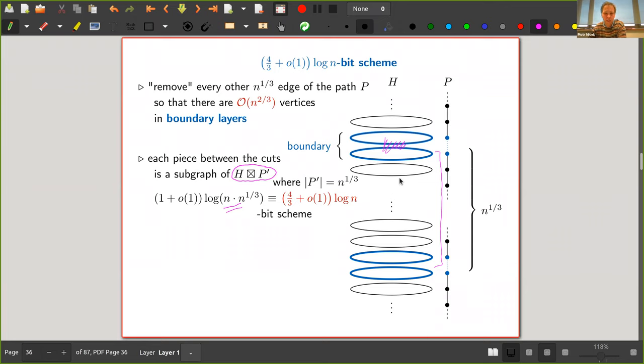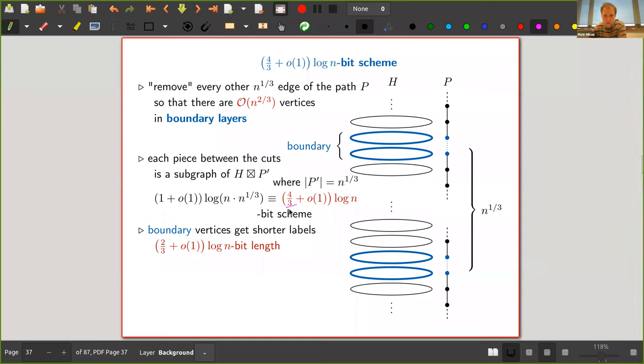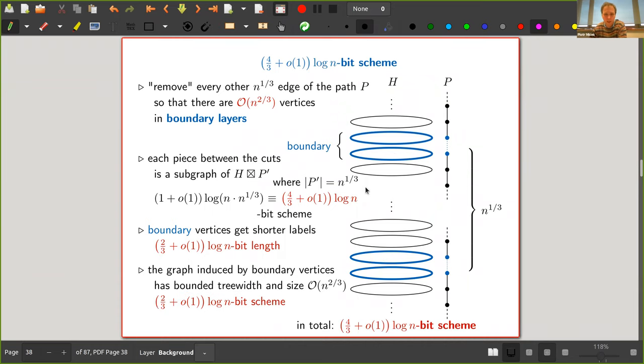In order to do that, we use the trick that we can enforce in this 4/3 bit encoding that the vertices in the boundary layers receive shorter labels. We can get 2/3 log n here, which gives us space on these vertices to put an additional label from an additional labeling scheme, which just does the job. Because of our choice, the graph here has n to the 2/3 vertices. It has bounded treewidth because the edges are between just 2 copies. The copies have bounded treewidth, so the two together also have bounded treewidth, just twice the treewidth.